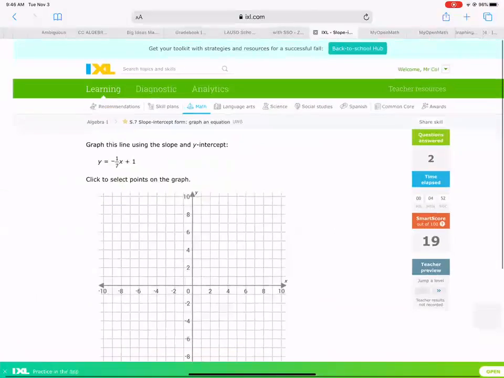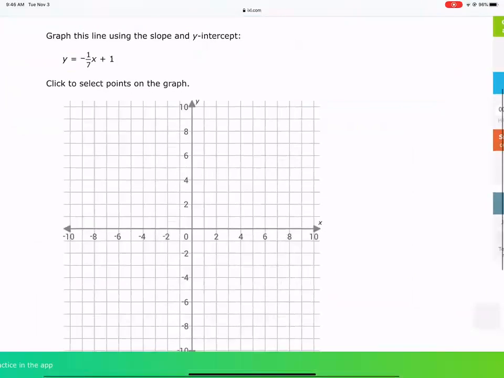I'm ready on 19. Look at my y-intercept and slope for this problem. My y-intercept is positive 1. That would be right there. And my slope is negative 1 over 7. My rise is negative 1, and my run is 7. So the rise is negative 1, and I'm going to walk 1, 2, 3, 4, 5, 6, 7 spaces over.